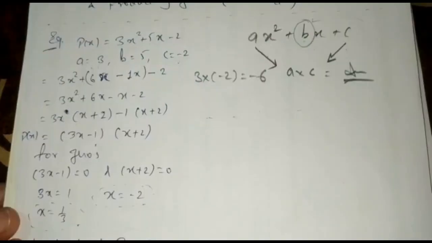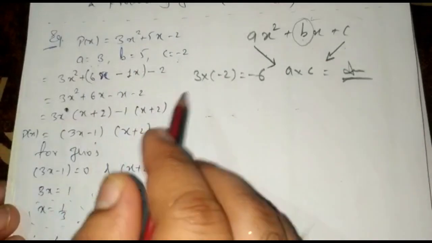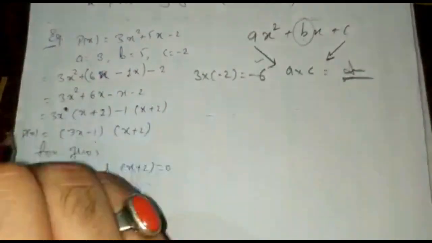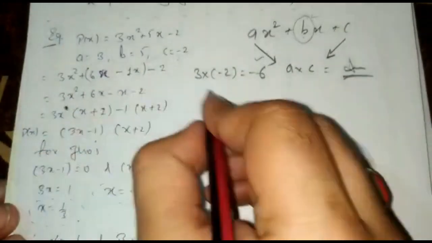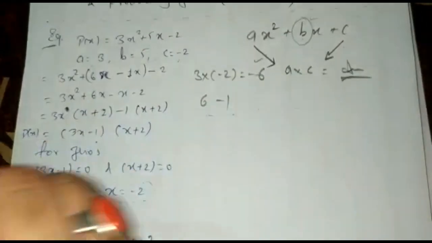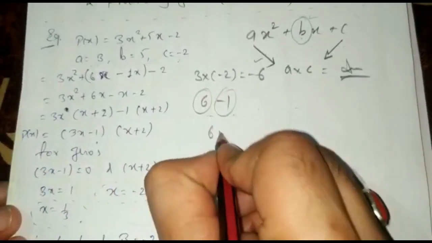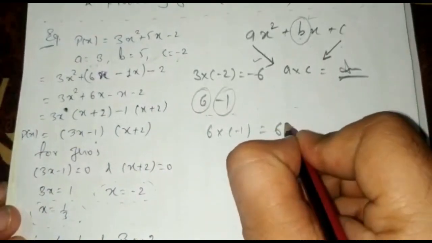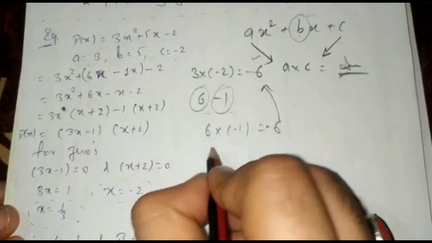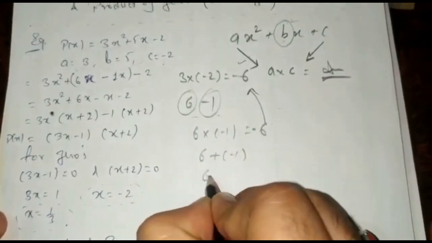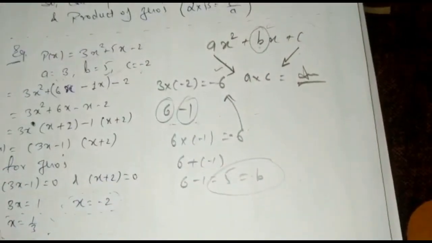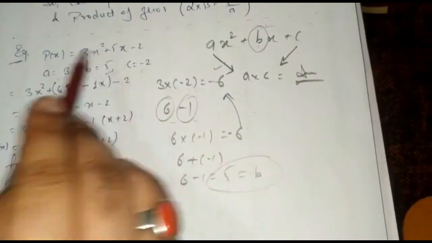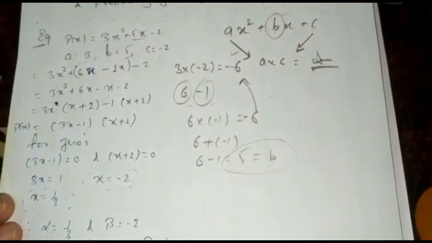Now we have to find two numbers such that when we multiply them we get minus 6, and when we add or subtract these two numbers we get the value of b. So here we have two numbers, that is 6 and minus 1. When we multiply them, 6 into minus 1 will be equal to minus 6, that is our desired value, and when we add them, 6 plus minus 1 will be equal to 6 minus 1, which is 5, and that is b, which we want. So this is the concept of how to split the coefficient of x into two parts.